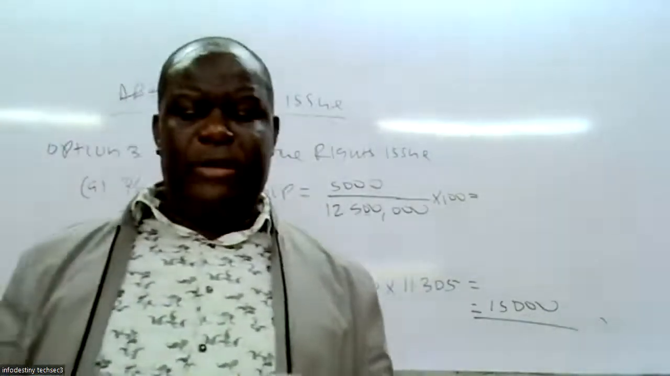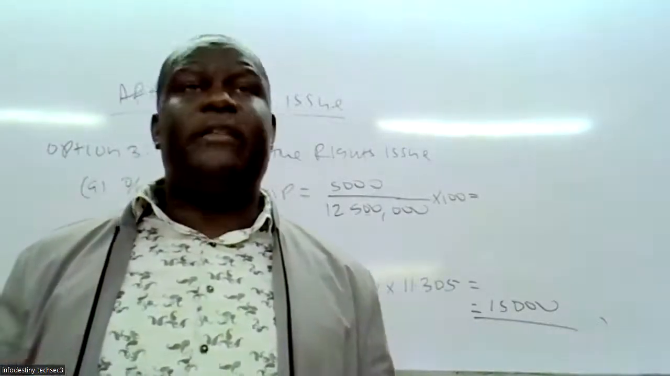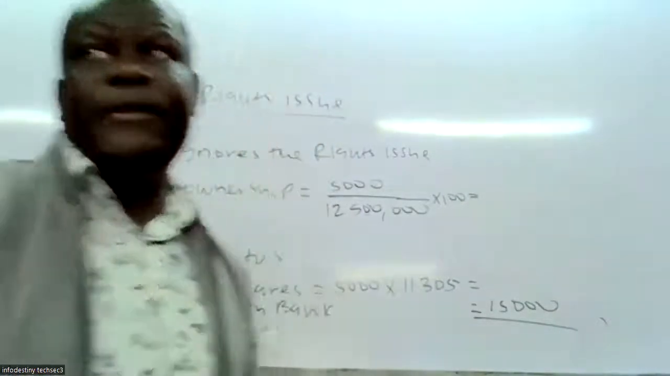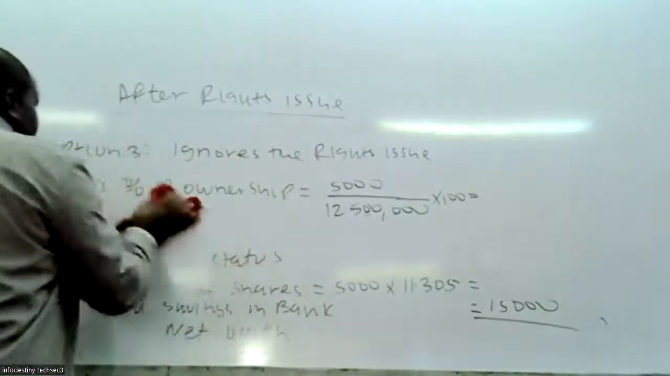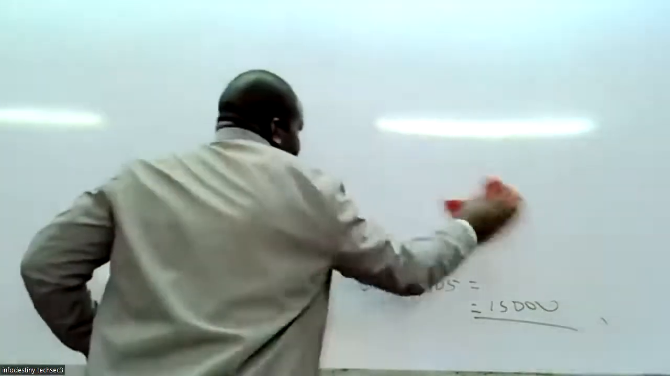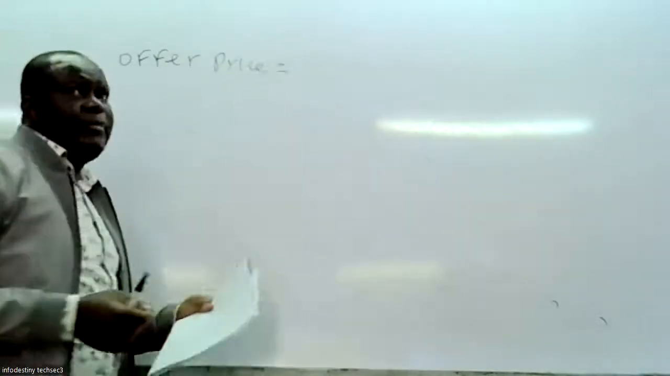Let us start with Roman letter 1, how to get the number of the ordinary shares to be issued to raise the required capital. So first, calculate the offer price. We shall first compute the offer price.